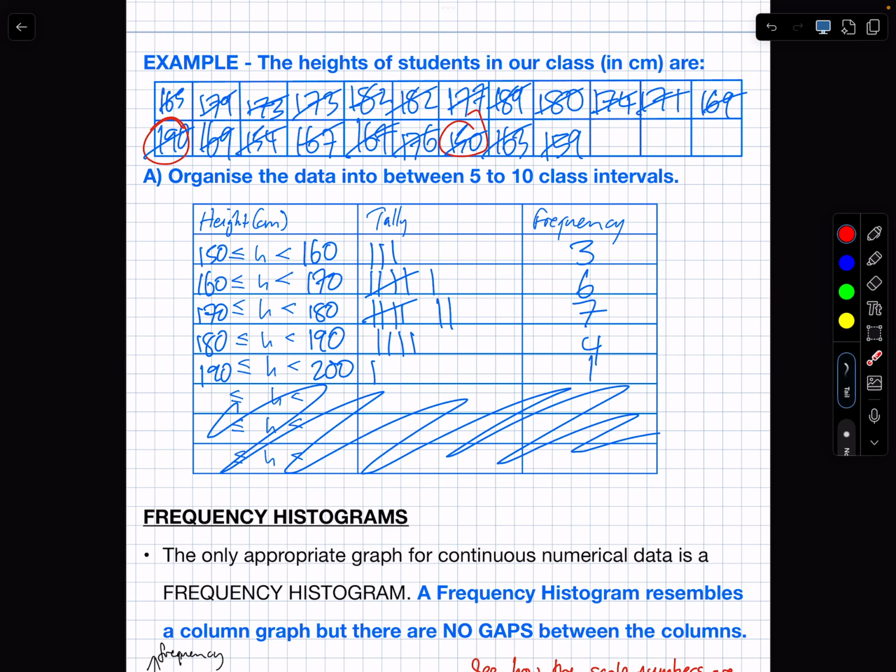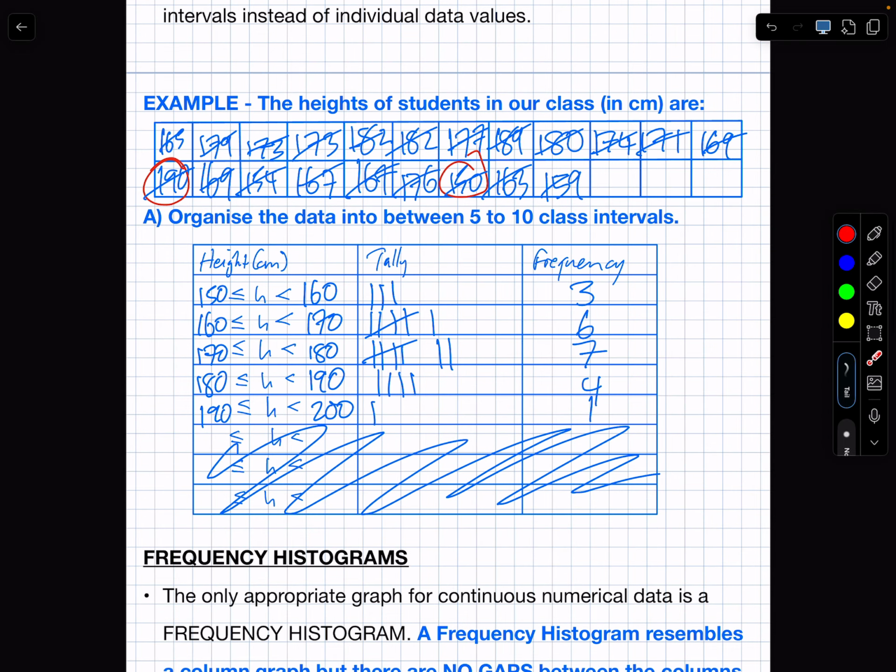So last lesson, was there gaps in our graph last time? You weren't here. Can someone tell me? Look in your notes. Yeah. There was gaps. That's a column graph. Literally the only difference when you're doing this kind of data, no gaps. Why are there no gaps? Because our data goes from 150 up to 160, and then it starts immediately from 160 to 170. There's no spaces between it. So if I wanted to draw this, I can skip that part.